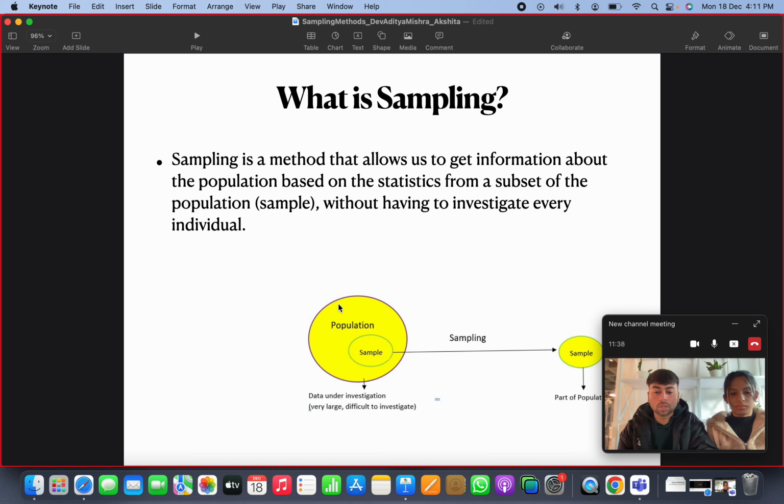Suppose this is the population of our college, and we need to find the average height of the whole college population. Instead of measuring the height of every student, we can just take a small sample from the population and measure their average height. This method is very efficient and easy. So this is sampling.